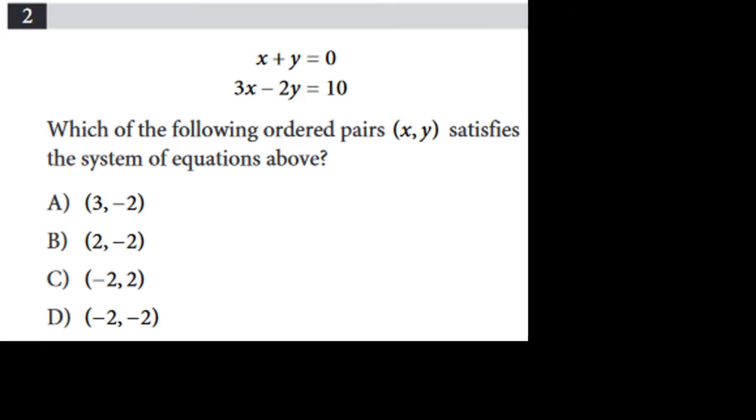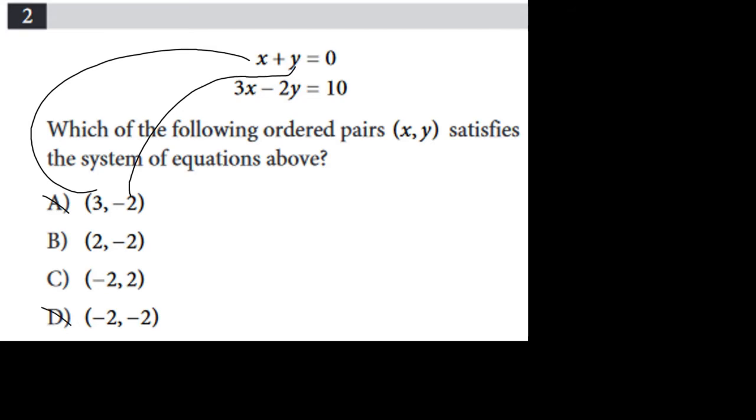So with this example right here, we can look at answer choice A. So the 3 goes into the x, the -2 goes into the y. So 3 minus 2 equals 1, which does not equal 0, so we can eliminate A. Let's look at B. 2 minus 2 equals 0, so that could work. Let's look at C. Minus 2 plus 2 equals 0, that could work. Let's look at D. Minus 2 minus 2 equals -4, which does not equal 0.